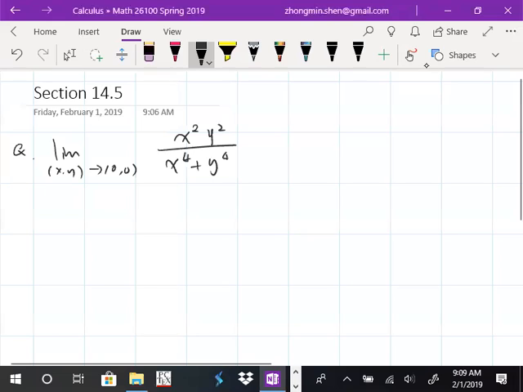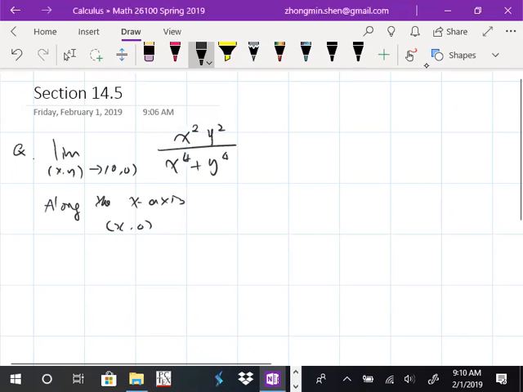If the degree of the numerator is higher than the denominator, then more likely the limit is going to be 0, okay? But otherwise, you can show that the limit doesn't exist. So you can go along the x-axis, for example, okay?